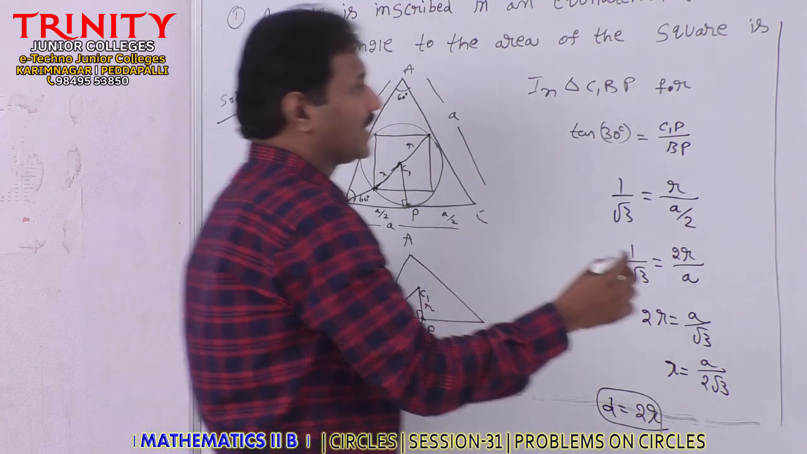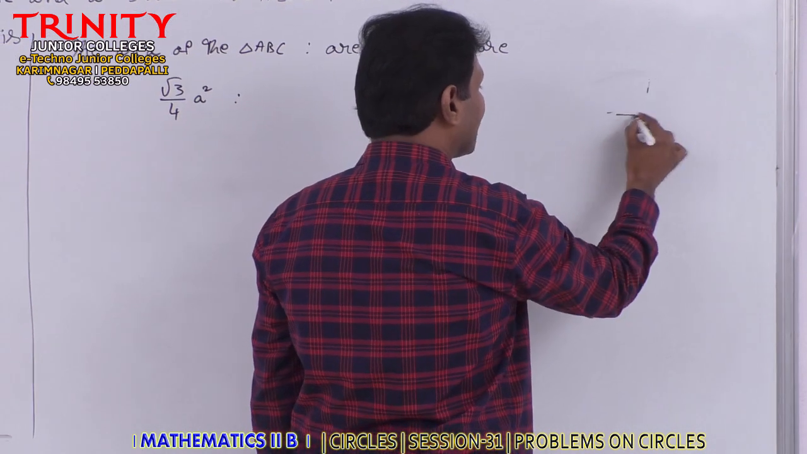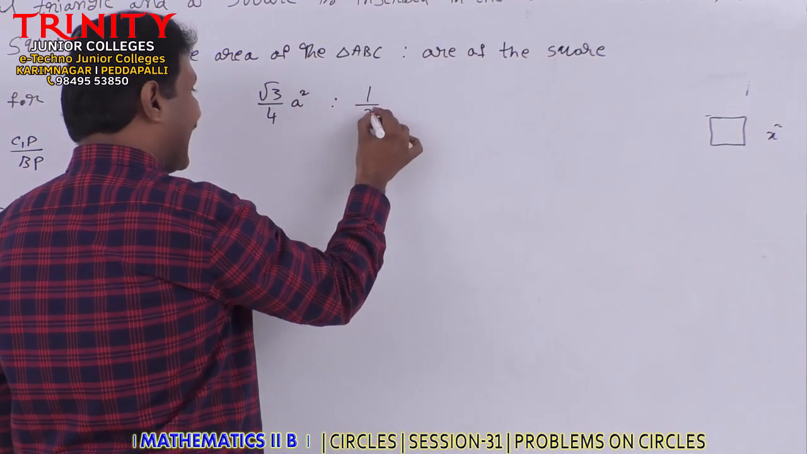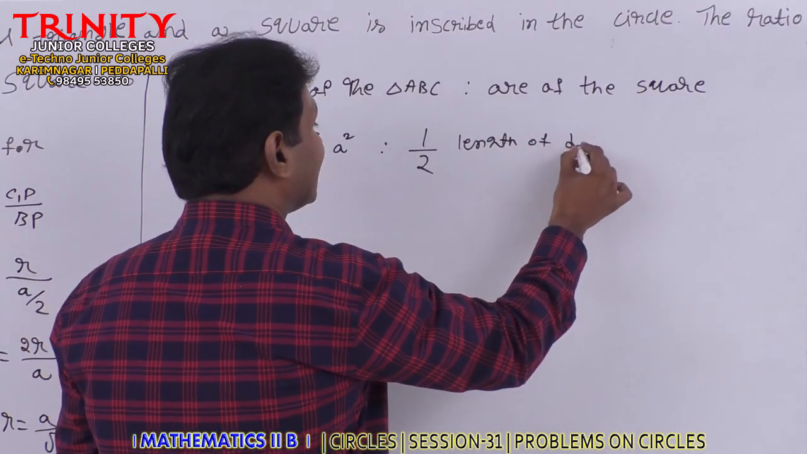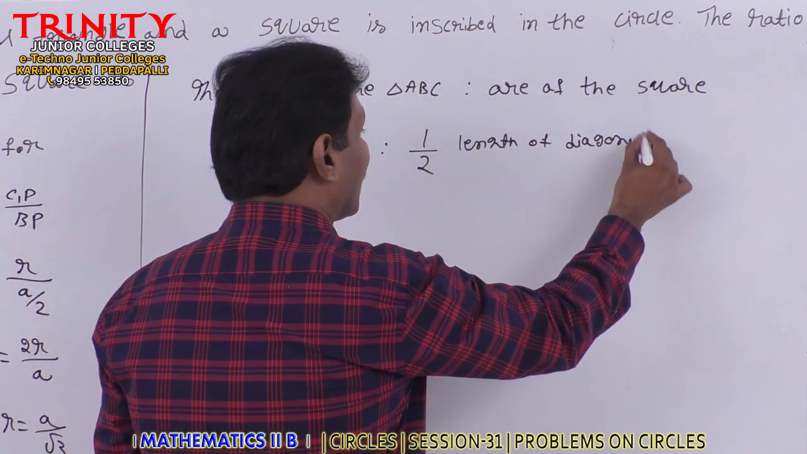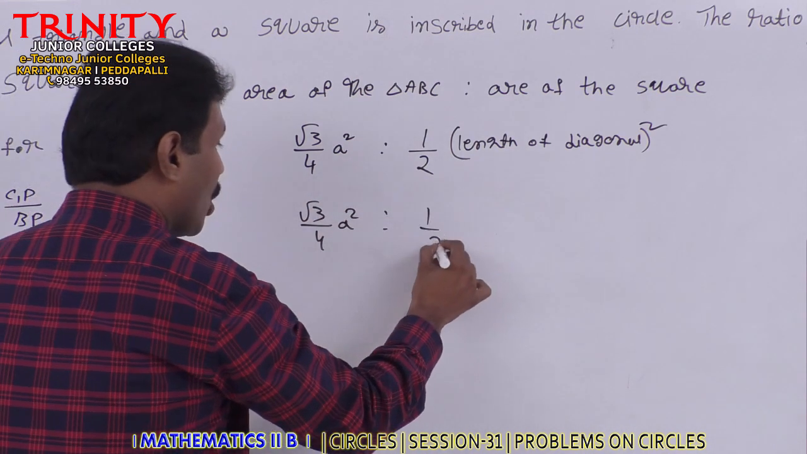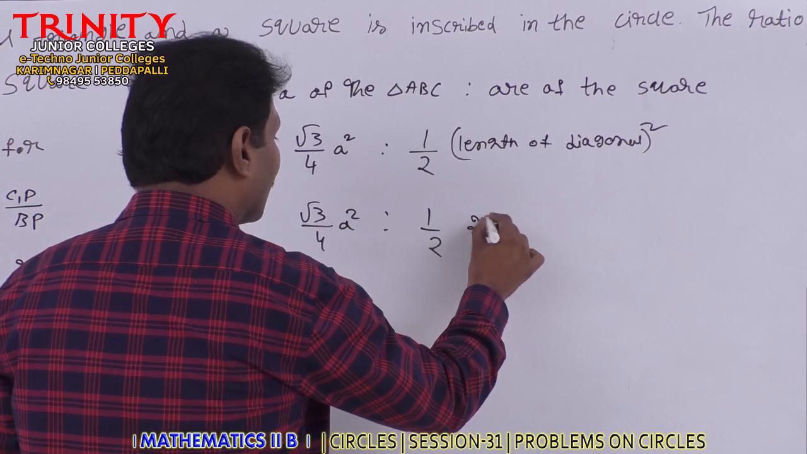Suppose the area of the square is x square. If the length of each side is s, and the length of the diagonal is known as d, the area of the square is half the diagonal whole square. The ratio is root 3 by 4 A square to 1 by 2 into the length of the diagonal squared. The diagonal equals the diameter, which equals 2 into radius, so 2r whole square.